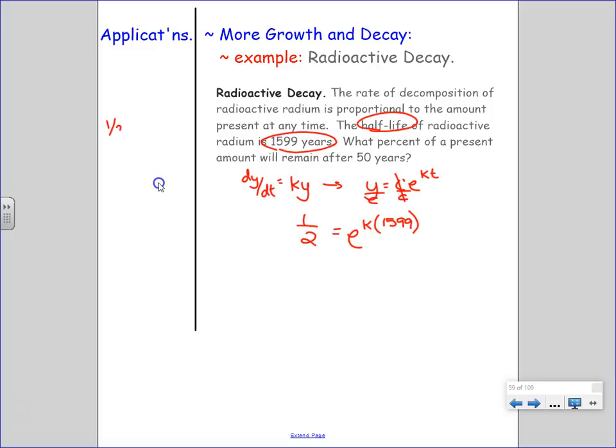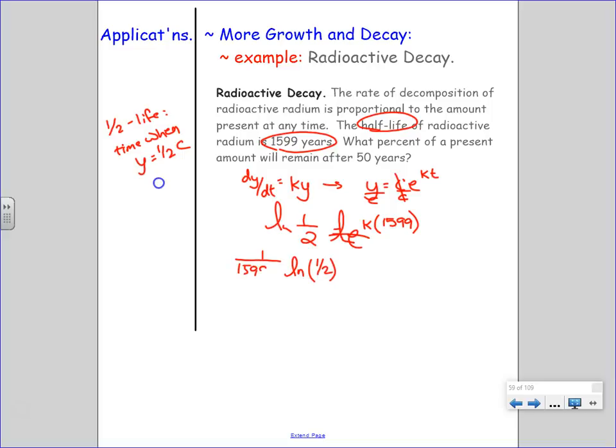Half-life is a time when y is equal to 1/2 C. Could do it that way too. ln both sides to find k. Divide by 1599, so we'd have ln 1/2.